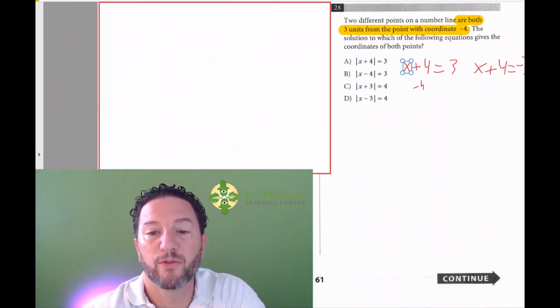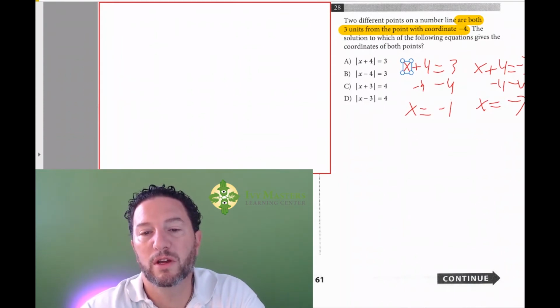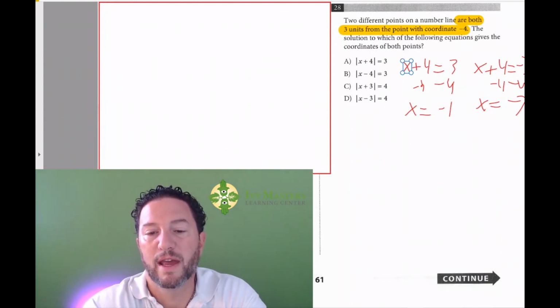If I subtract 4 from both sides here, then I get x equals -1. If I subtract 4 from both sides here, I get x equals -7. Now you'd have to ask yourself, are they both 3 units from the point -4?